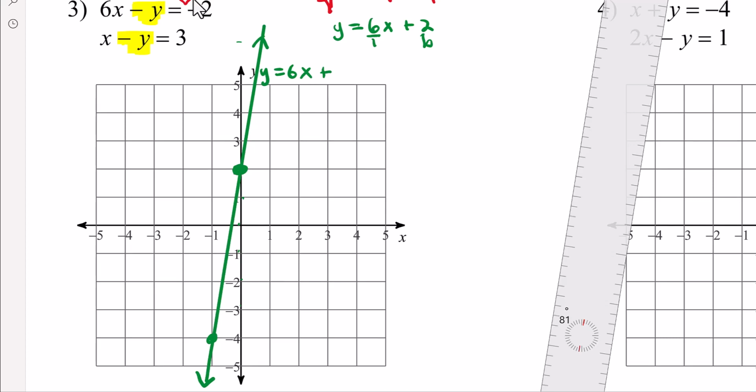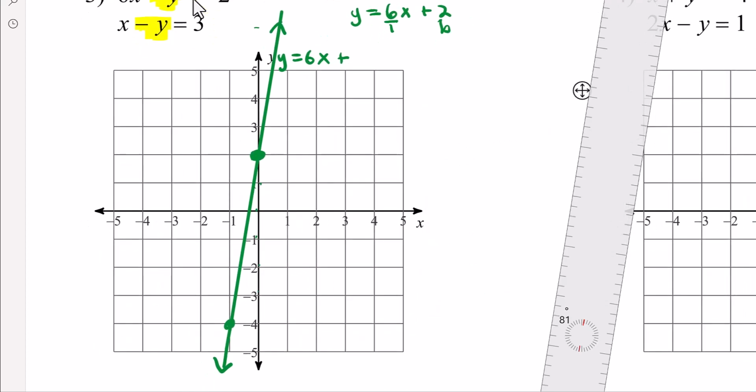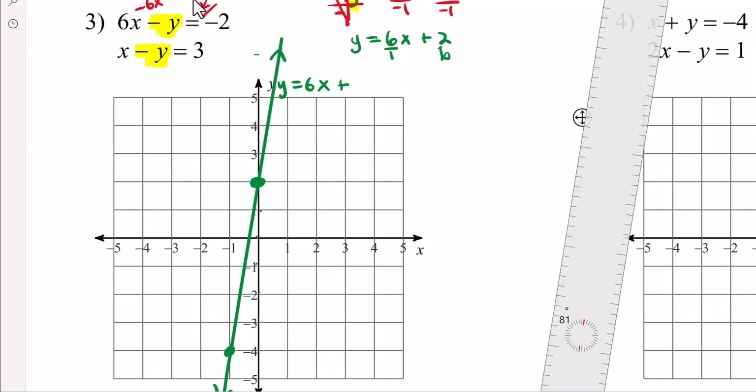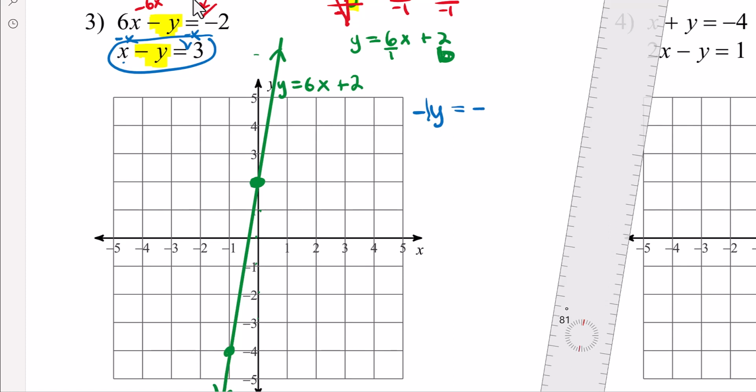Oh, I'm like, what did I do there? That's just the b value that I wrote right there. That's b. It looked like a 6. All right. So now we're going to shift to this equation. Well, we're going to subtract x. So now what we have is negative 1y is equal to negative 1x plus 3.